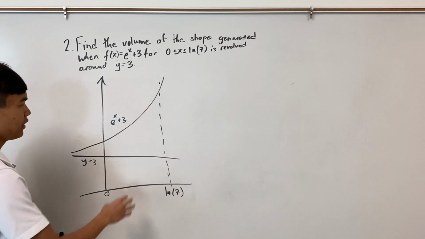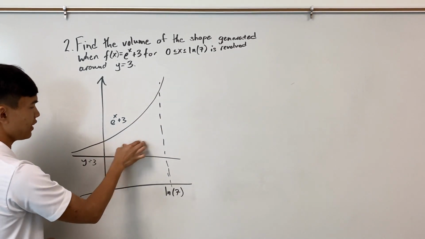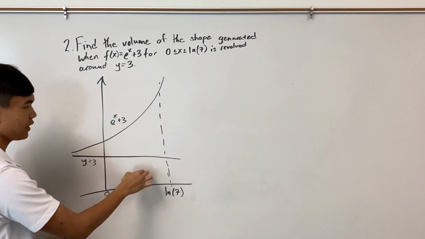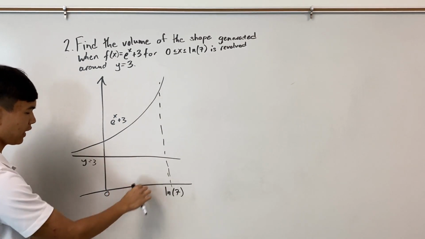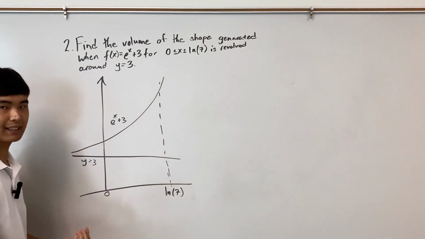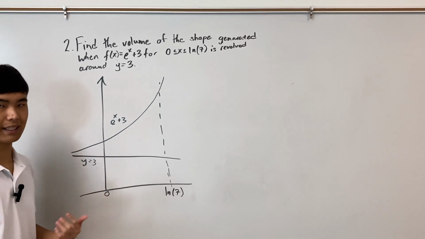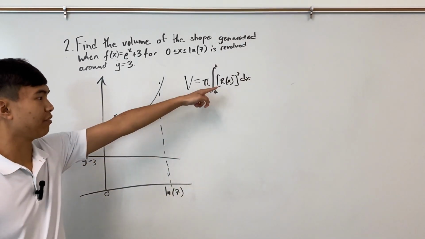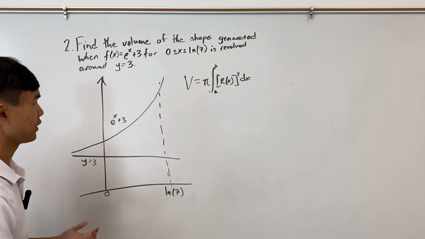So we see that this area from this curve to y equals 3 touches y equals 3 at every point from 0 to ln 7. So we can use the disk method again here. But now we have to find our radius. And you have to be careful here.